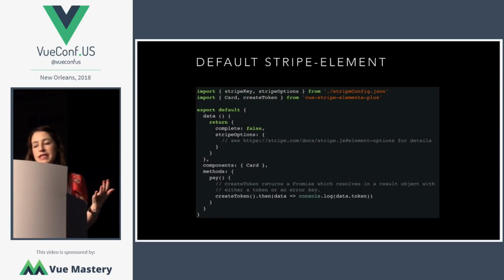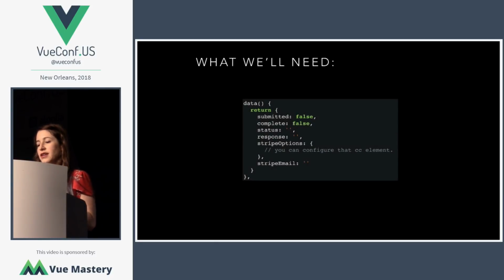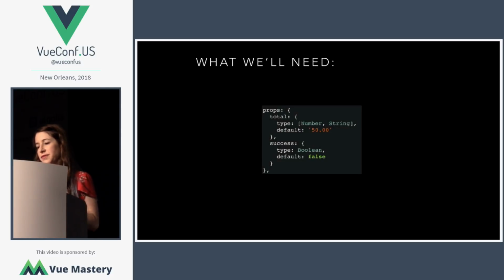So in the script in the same component, we have some imports. You can see at the bottom of the page here, we have that pay method. Create token returns a promise which resolves in an object with a token or error key. So to configure it to our needs, what we need to do is store some data properties, including whether or not it was submitted, whether it was completed, the status, and the response. We'll also need to gather a bit of information from that parent component. So we have the total here as well as the success.